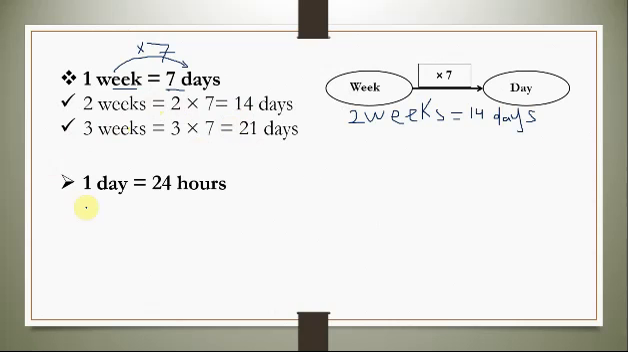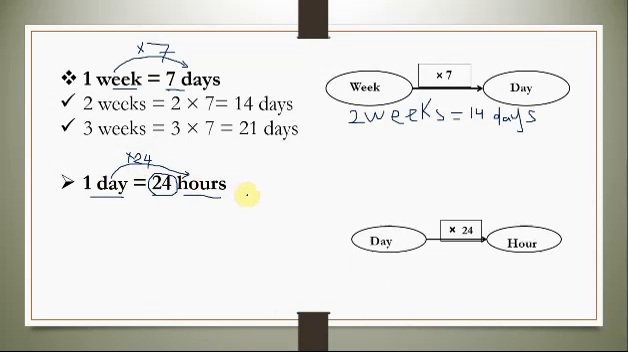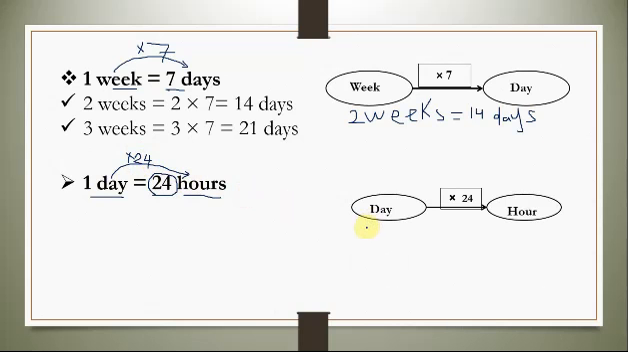Okay, what about the relation between day and hours? You have to know that 1 day equals 24 hours. Each day has 24 hours. So when we change from day to hours, we will multiply by 24. If I want to get 2 days equals how many hours? I will multiply by 24.